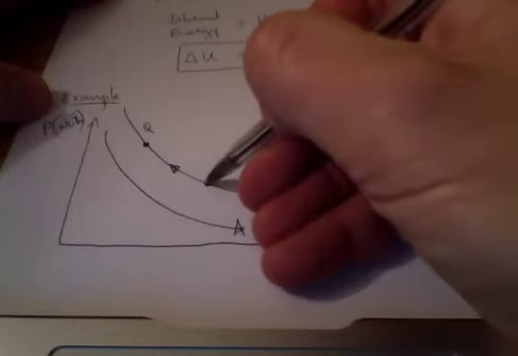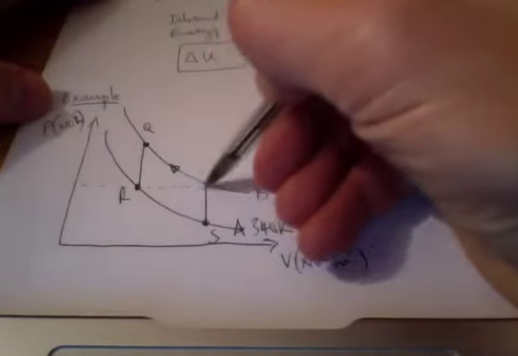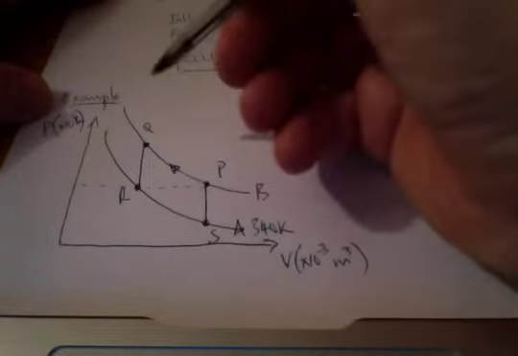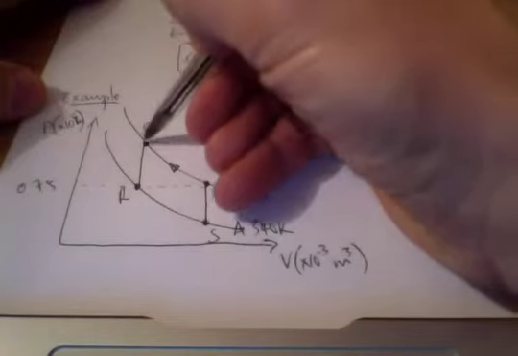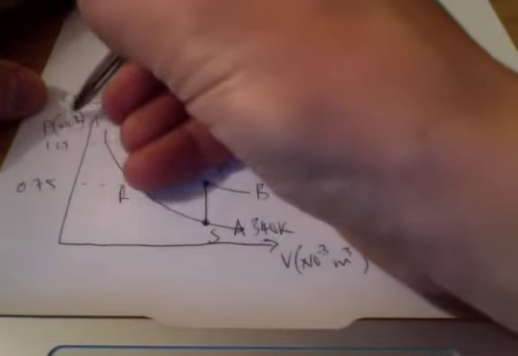Point S, which is directly down below, and point R. I've drawn it accurately, they should actually sit on the same line. And the line they sit on is at 0.75. This higher line here sits at 1.25 times 10 to the 5 pascals, of course. Their respective volumes are 2 times 10 to the minus 3 and 3 times 10 to the minus 3.